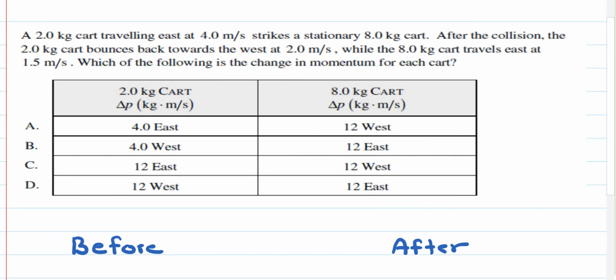Let's take a look at another impulse question that involves a collision. And for this problem, we now have a 2 kilogram cart, which is traveling east at 4 meters per second. And then it hits a stationary 8 kilogram cart. Now, after the collision, the 2 kilogram cart bounces back towards the west at 2 meters per second, while the 8 kilogram cart travels east at 1.5 meters per second. And we want to find the change in momentum for each of the carts.